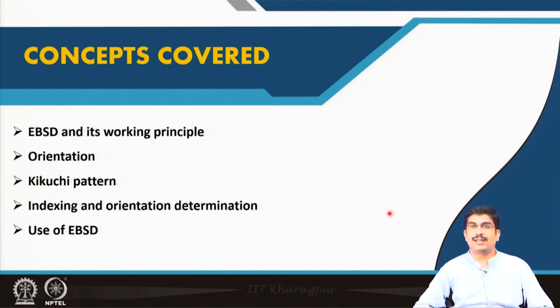And then we have to understand the Kikuchi pattern, because that is the main signal in an EBSD technique, and then indexing and orientation determination in an EBSD, and finally we will take some specific examples of what EBSD can do, and so on and so forth.